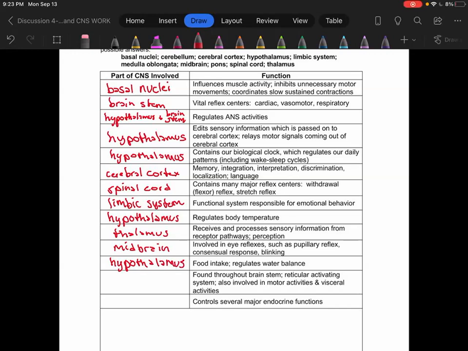And then found throughout the brainstem, the reticular activating system, also involved in motor activities and visceral activities. That's going to be the spinal cord. And some of these can have more functions. The brain is very complex and works as a unit. Some regions have very specific functions, but some have the same functions just in a lesser way. So this is just the key answers that Dr. Ching gave me. And then lastly, controls several major endocrine functions. That's the hypothalamus. We learned about that last week.